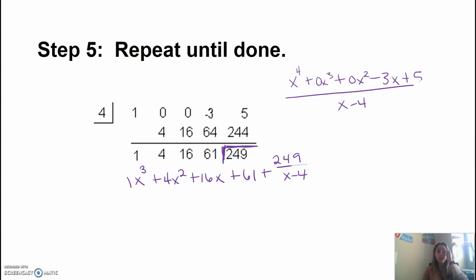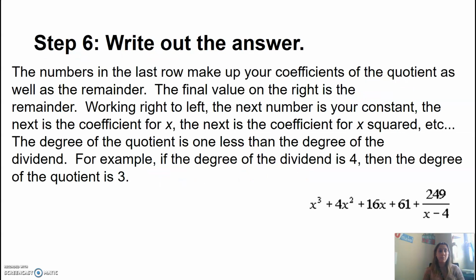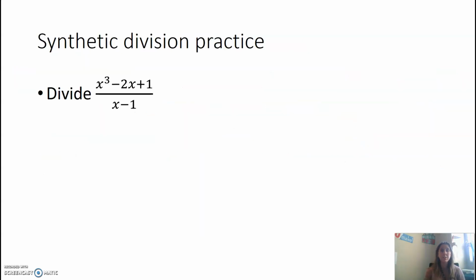So let's do another one. So that's our answer, so go ahead and hit pause if you wanted to get that in your notes. If we were to do the problem that we started with, I would rewrite it with any missing terms. So I have x cubed plus 0x squared, just like before, minus 2x plus 1 divided by x minus 1.